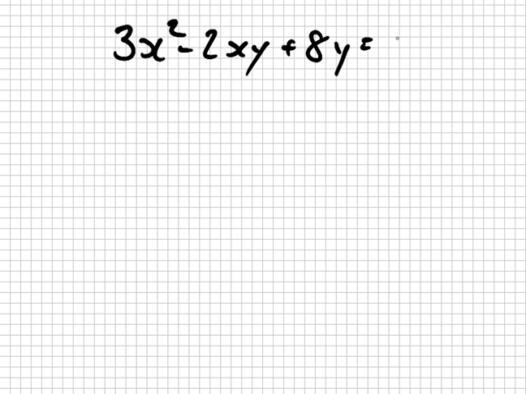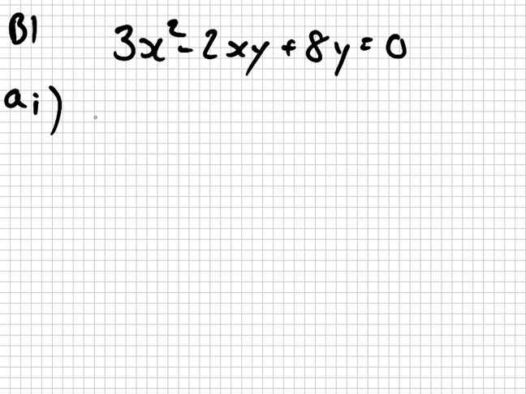So you have a curve C given by this equation: 3x squared minus 2xy plus 8y equals 0. Find dy/dx. So this is implicit differentiation. Part 1, this is B1.